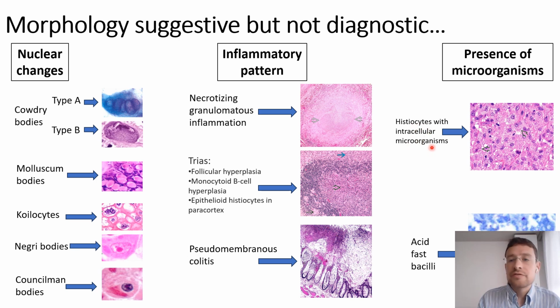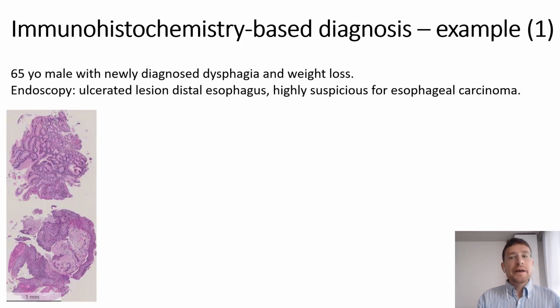You may also have presence of microorganisms which are not specific. For example, you may find some bugs in these histiocytes. You don't know if this is leishmaniasis or histoplasmosis. Or if you find some kind of acid-fast bacilli in special stains, like for example Ziehl-Neelsen here, you don't know if it is Mycobacterium tuberculosis or another kind of mycobacteria. So in this case, you may need other examinations. I will show here an example of how it works, for example, with immunohistochemistry.